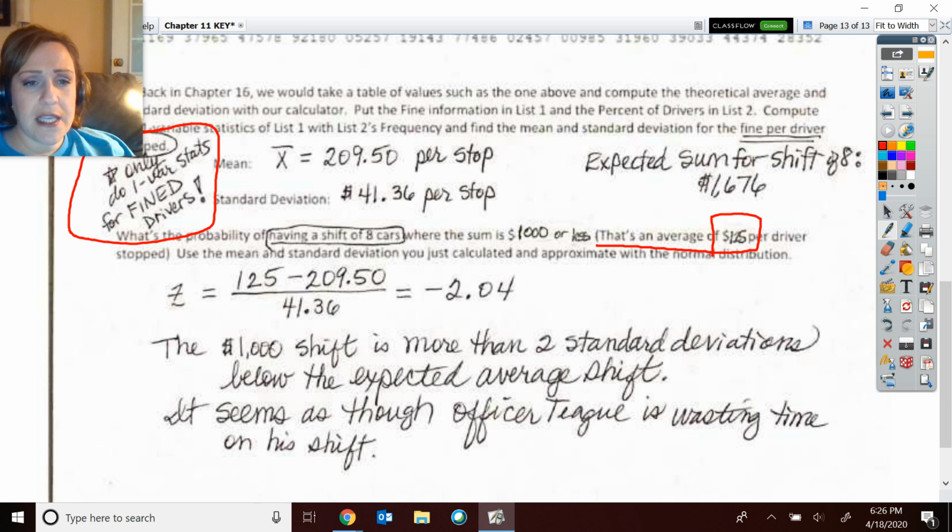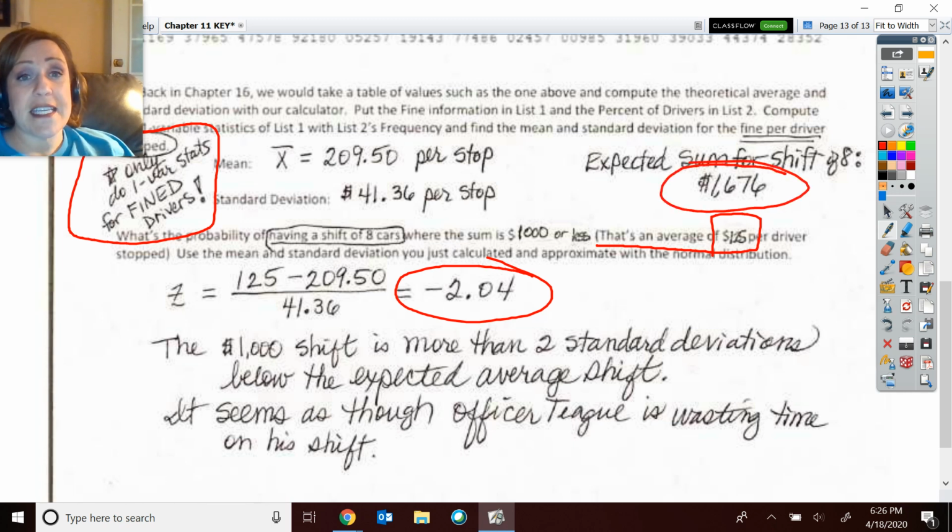All right, so then here we have our z-score that was over 2 standard deviations. Since that $1,000 shift was more than 2 standard deviations below the average expected amount for a shift of 8 stopped cars, it seems as though Officer Teague is wasting his time on this shift, because he should have gotten closer to the expected sum of 1676.